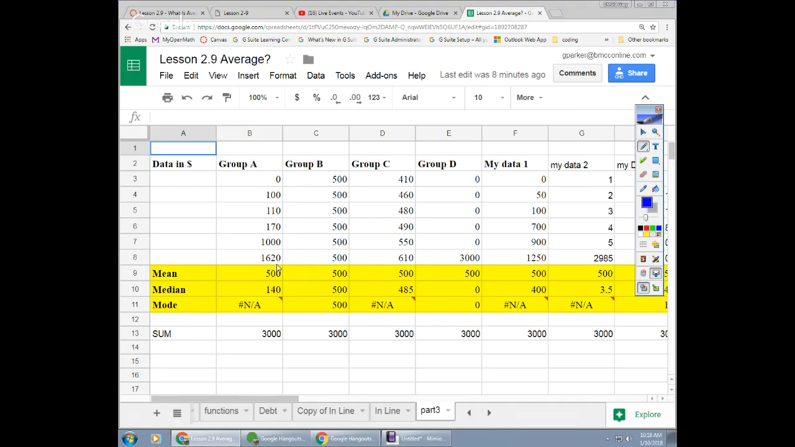So I mentioned this the other day. The average is more susceptible to what's happening on the edges of the data. Really big numbers drag the average to the right, really small numbers drag the average to the left.